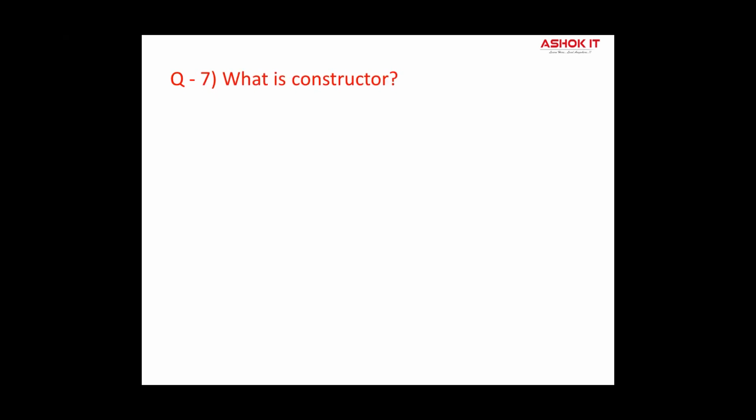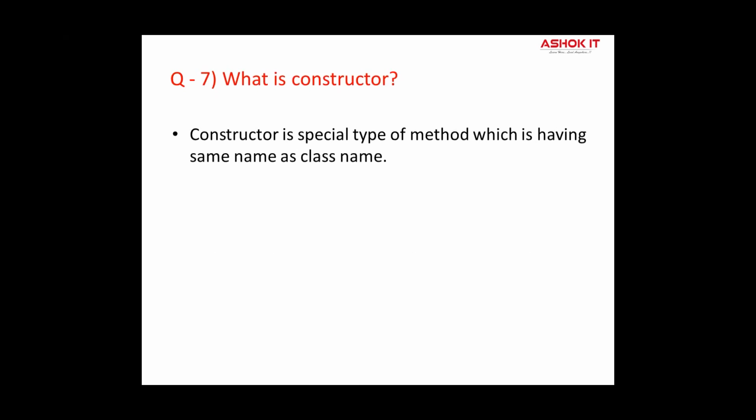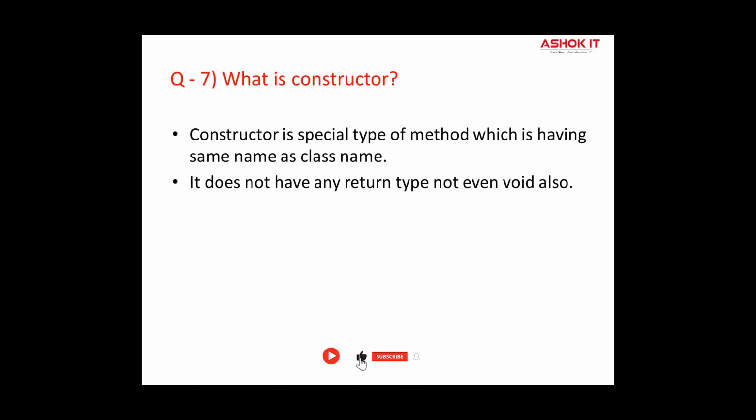Question number 7. What is a constructor? A constructor is a special type of method which has the same name as your class name, and it does not have any return type, not even void. Or you can say a constructor is a special method which has the same name as your class name, and a constructor is used to construct the values for objects.